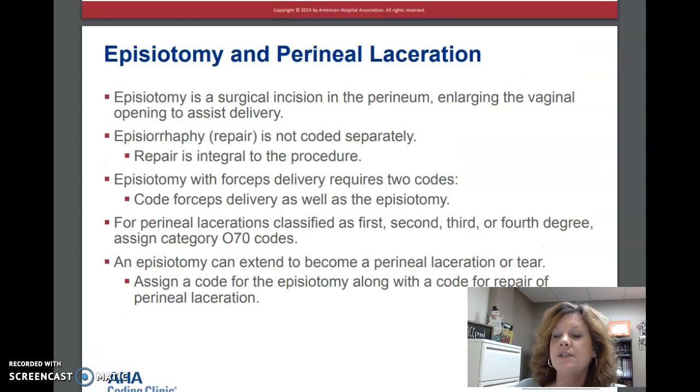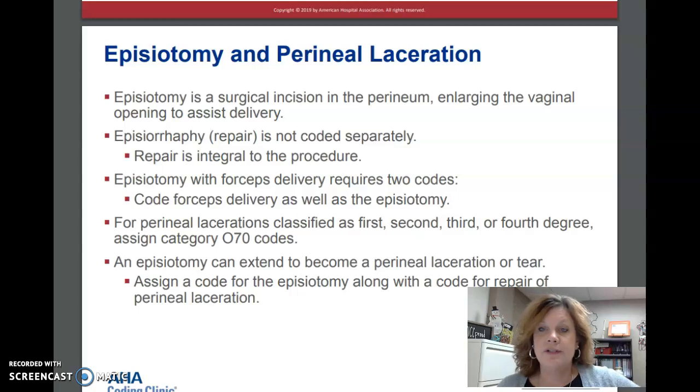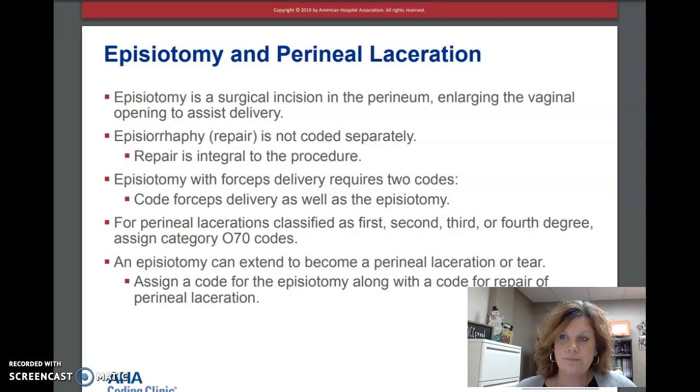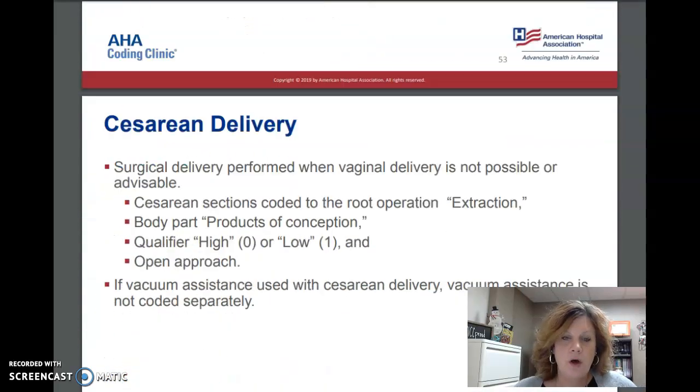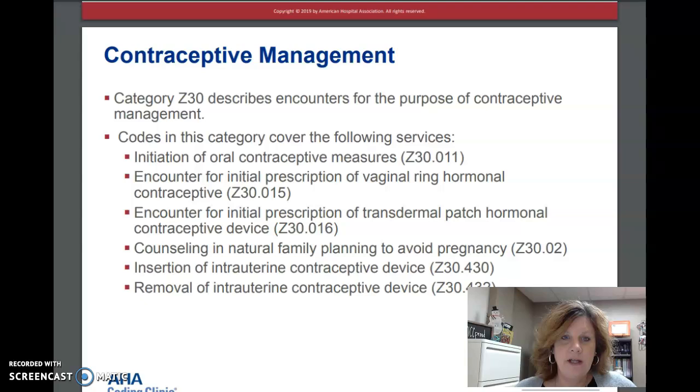Episiotomy. One thing to remember with an episiotomy, if I have a delivery, episiotomy is normal. So if a patient does have an episiotomy, I consider this a normal delivery. Okay, cesarean delivery. Contraceptive management, we have Z codes here.